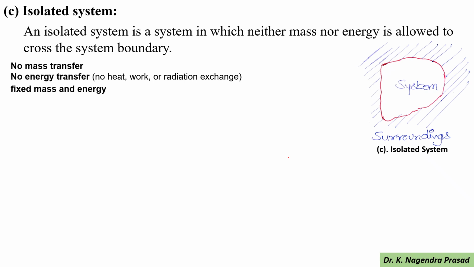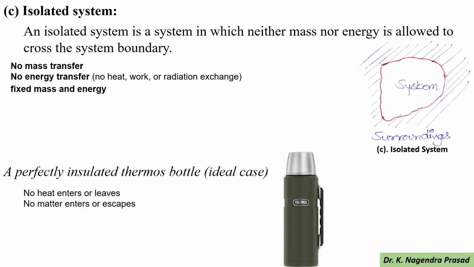So this is the schematic representation of the isolated system. Here no mass transfer will occur, and moreover no energy transfer occurs either. Let's see one example for the isolated system: a perfectly insulated thermos bottle. In this case, no heat enters or leaves. Moreover, no matter enters or escapes.